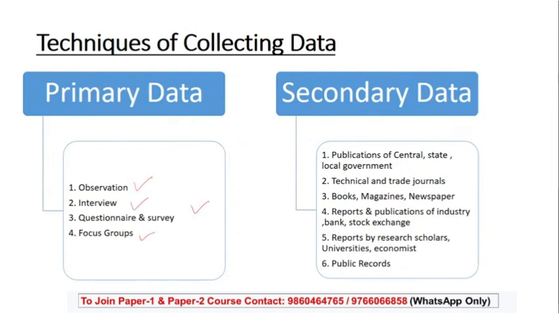Now, examples. Primary data can be collected with the help of observation, interview, questionnaire, survey or focus group. Secondary data can come from publications of central, state or local government, journals, books, magazines, newspapers, reports, industry and stock exchange publications, reports by research scholars or universities, or public records.